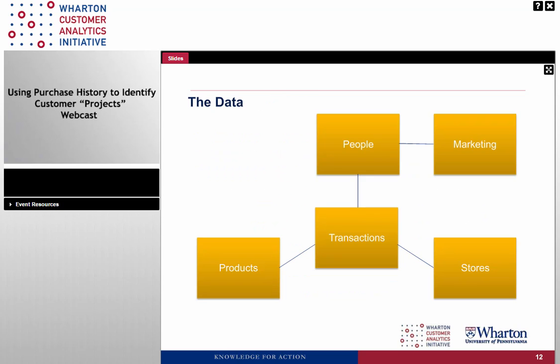It is fairly straightforward retail purchase data. It's divided into these 5 sets: the people, the marketing, the products, the stores, and the transactions there in the middle. I'm going to talk about each of the edge pieces first, and then we'll get into the meat of the transactions. So let's start by looking at the stores.